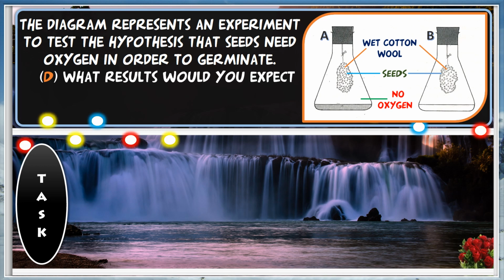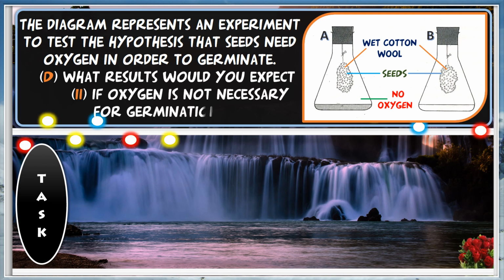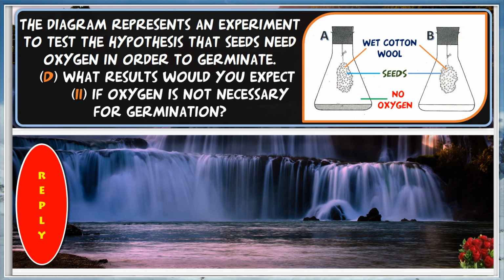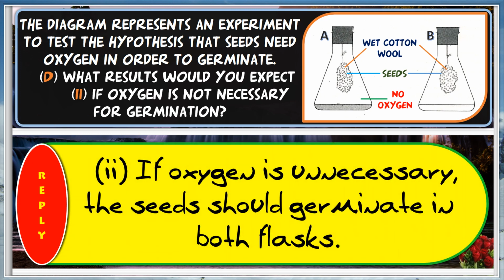Part D, what results would you expect? Roman number 2, if oxygen is not necessary for germination. Roman number 2, part D, if oxygen is unnecessary, the seeds should germinate in both flasks.